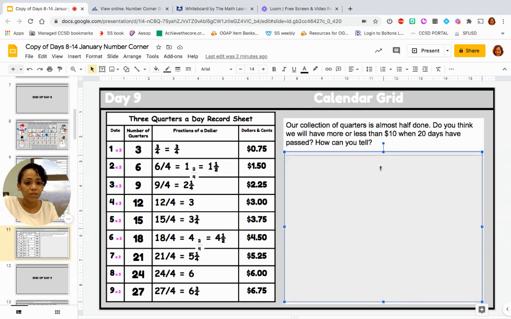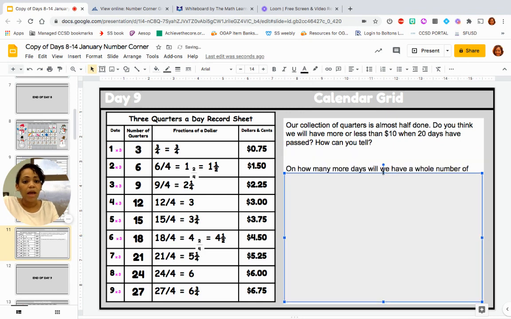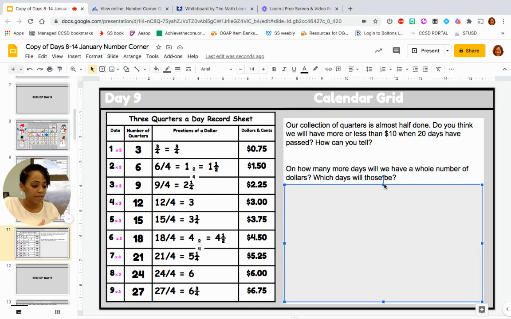Let's look at the next question. How many days will we have a whole number of dollars? So how many more days for the remainder of this month will we have a whole number of dollars, and which days will those be? I'll give you a second to think about that as well.